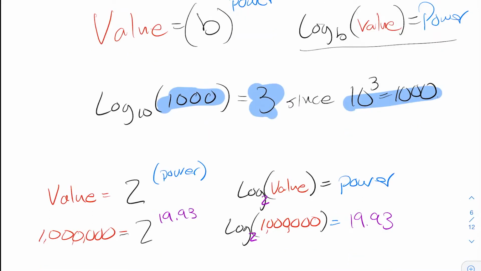Let's look at another base, base 2, where the value equals 2 to a power. In that case, the log base 2 of the value would be equal to that power, that exponent that you need. So for an example, 2 to what power is 1,000,000? Well, by zooming and checking, you can do 2 to the 19.93 is 1,000,000. 2 to the 20th is just over 1,000,000, and it's a little bit too big. So in that case, log base 2 of 1,000,000 would be that exponent, that power, which would be 19.93.